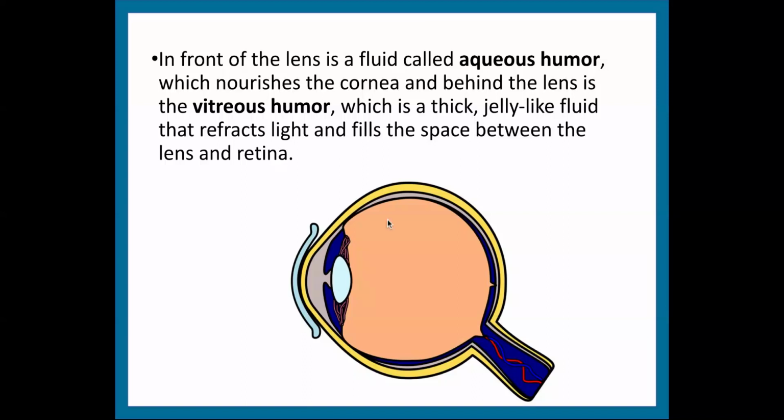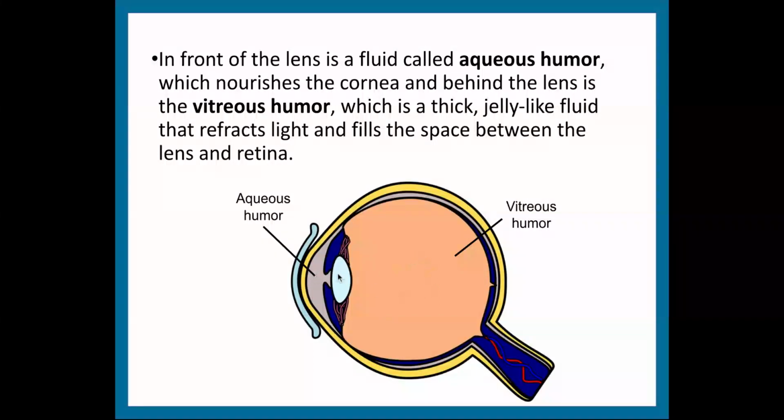And just a few more structures here. So in front of the lens is a fluid that's called aqueous humor. And this actually gives nourishment to the cornea. And so that's the aqueous humor that's going to be in front. I'll point to that. So that's this space right here, the aqueous humor. That's going to give nourishment to your cornea.